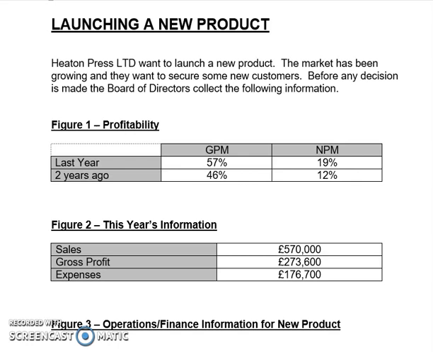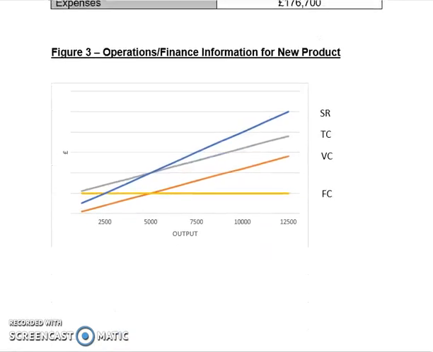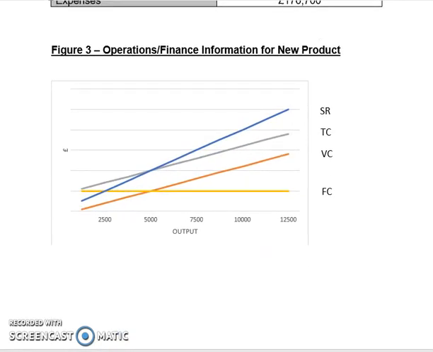You've then got this year's financial information. Obviously it's not been converted for you into the margins. You're going to have to do that yourself. So we've got sales of 570,000, gross profit of 273,600, and expenses of 176,700. So we'll come back to that in a minute. You've then got a break-even chart. You can see that the break-even is coming in at 5,000 total costs and total revenues here. It's 5,000. I think this is pies.